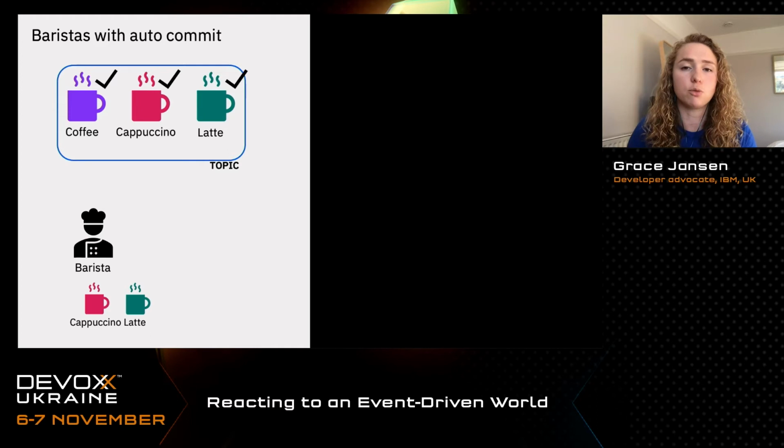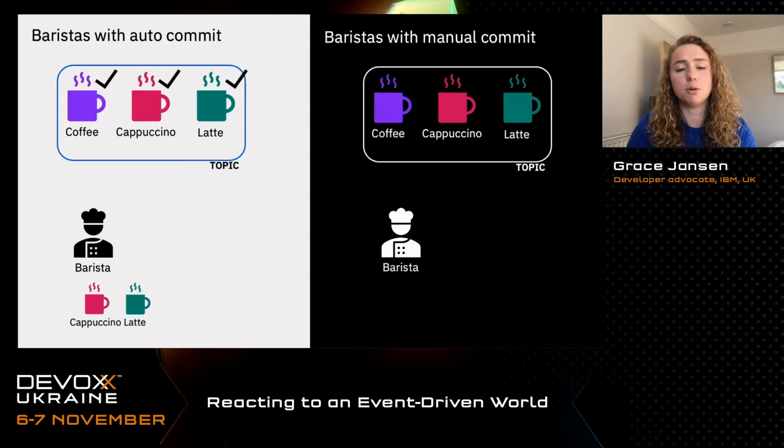So we don't have very good resilience here because we've lost one of those records. We've lost that coffee order. So instead, what we can enable is manual commit. Manual commit really means that we're introducing code within our application to state when we want to be committing that offset. In this case, we're not going to commit the offset until we've served the coffee. So we finished processing the coffee and we've served the coffee to our customer.